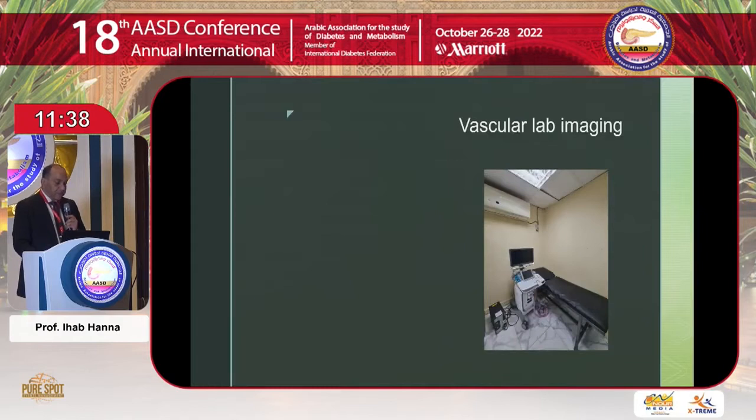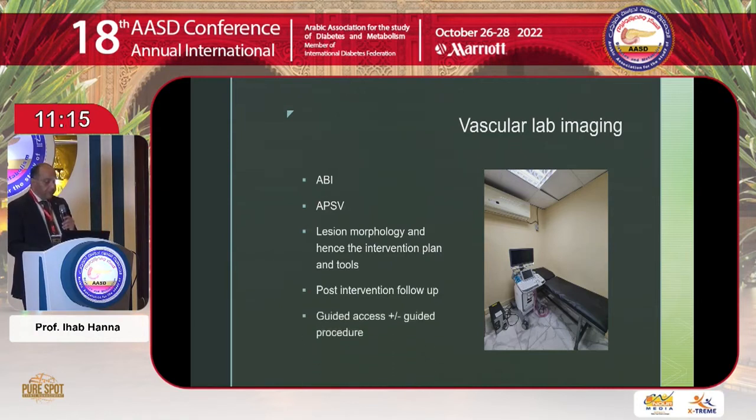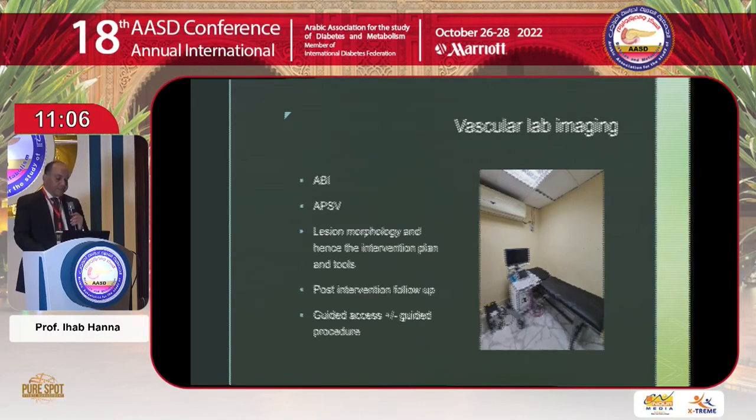The vascular lab imaging is the third team. They are responsible for the ankle brachial index and the ankle peak systolic velocity measurements, as well as deciding the lesion morphology and hence the interventional plan. I cannot go to the cath lab except with these data available. Post-intervention follow-up is done by the vascular lab imaging, and guided access is now considered mandatory and crucially done under duplex guidance.